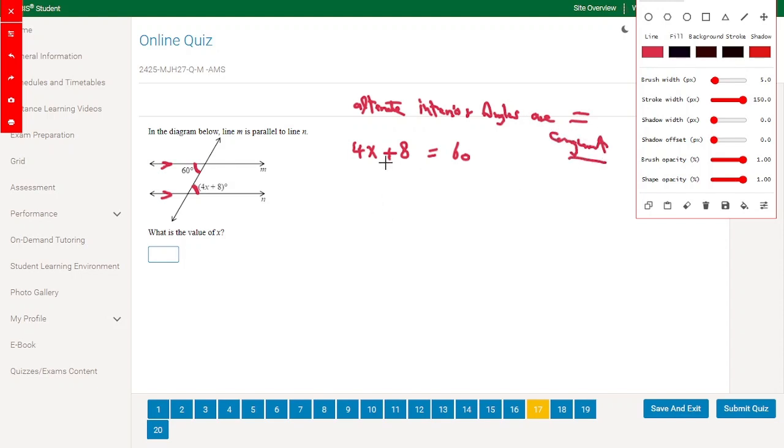So we'll have this one. So let's simplify this equation. 8 will go to the other side, so it will be 52 equal to 4x. So here divide by 4, divide by 4. So x will be equal to 13. So the answer here, x will be equal to 13.